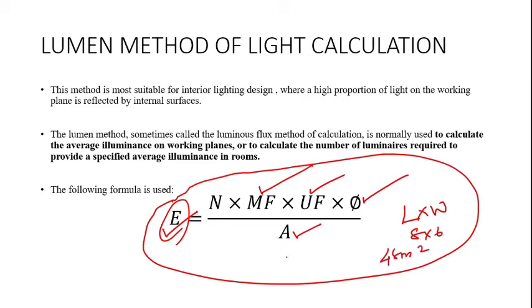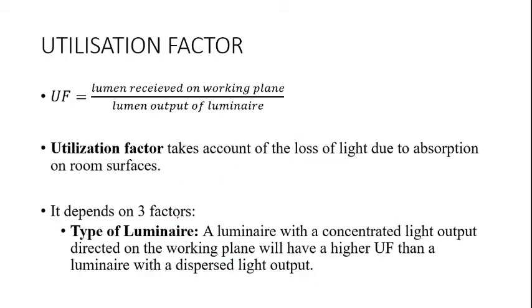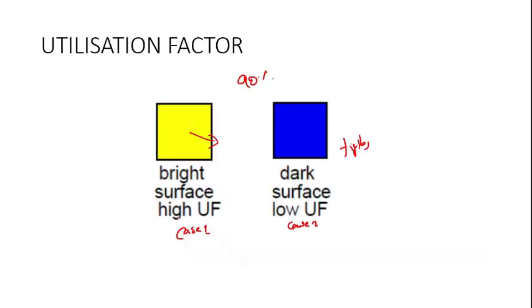Then you can calculate by rearranging this formula. You can calculate N. So what is N? N will be the number of luminaires required in order to get the particular illumination level on that work plane. So that is our design procedure.